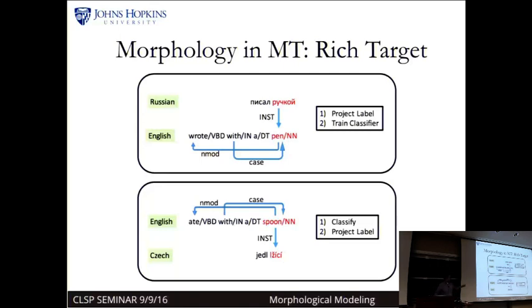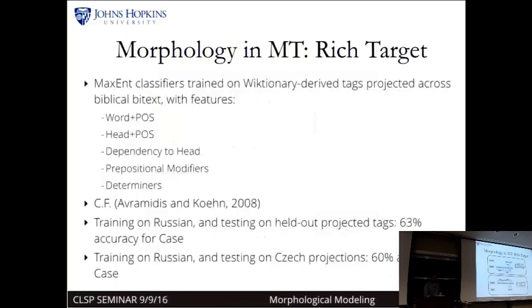You would basically constrain your output on Czech to say, oh, this word is probably an instrumental inflection. We've only done a little bit of experimentation with this. Hopefully, working with Matt and Rebecca, we'll have a better system up and running at some point. But what we did, as a test, was transfer case morphology from Russian onto English by aligning Russian and English Bibles together, and training a Maxent classifier on the English side to tag those Russian case labels.